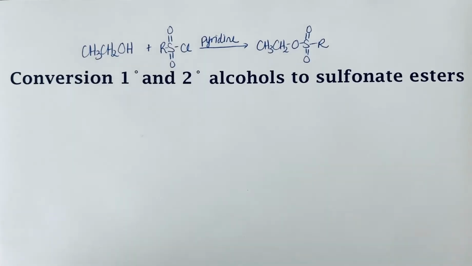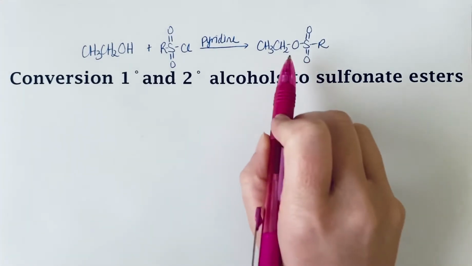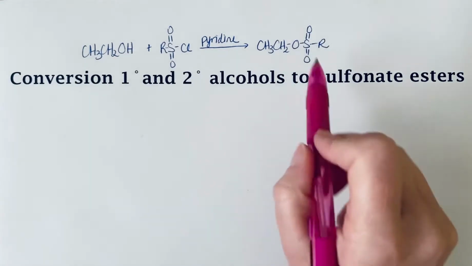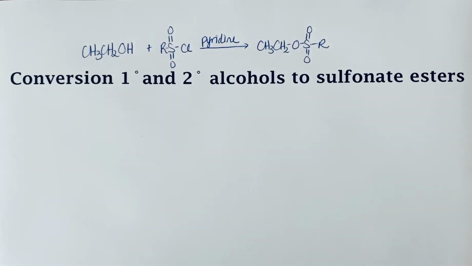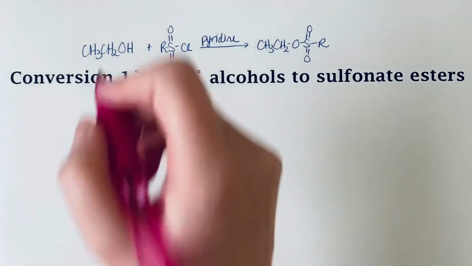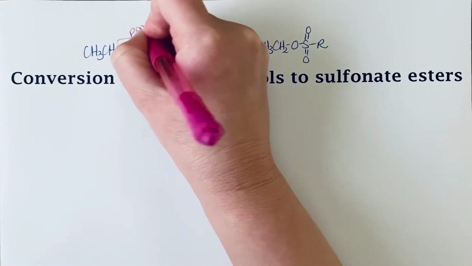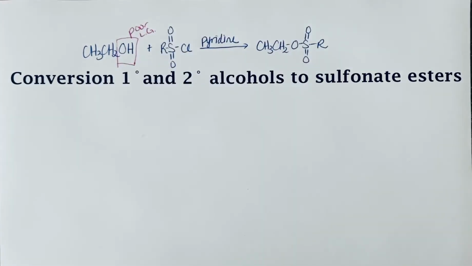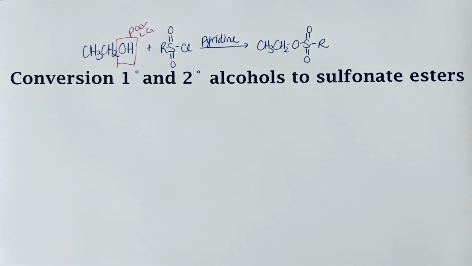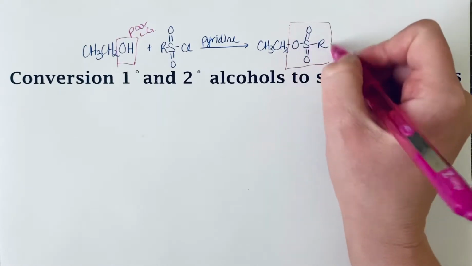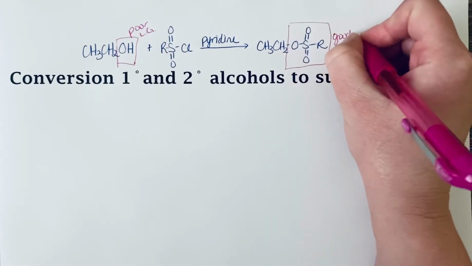Primary and secondary alcohols can be converted into sulfonate esters. A sulfonate ester has the general structure that is shown up here. The significance of doing this is that we convert the alcohol, which is a really poor leaving group. Good leaving groups are either weakly basic or neutral, and if this were to leave, that would be hydroxide, a strong base. So it converts this poor leaving group into a really good leaving group.